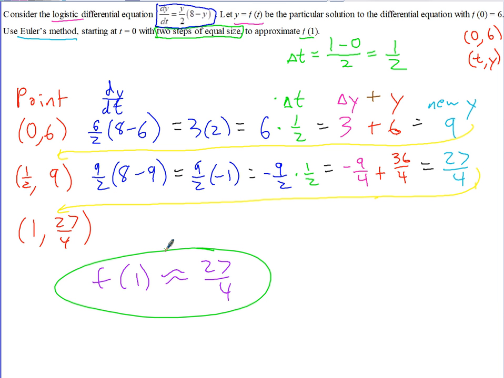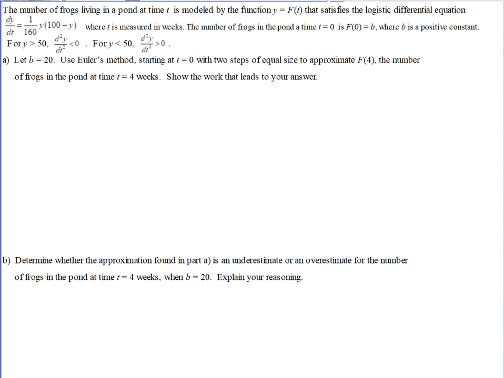Let's take a look at the next one here. So this one says the number of frogs living in a pond at time t is modeled by the function y equals f of t. This is another logistic differential equation. It's just an applied version. And it says t is measured in weeks.